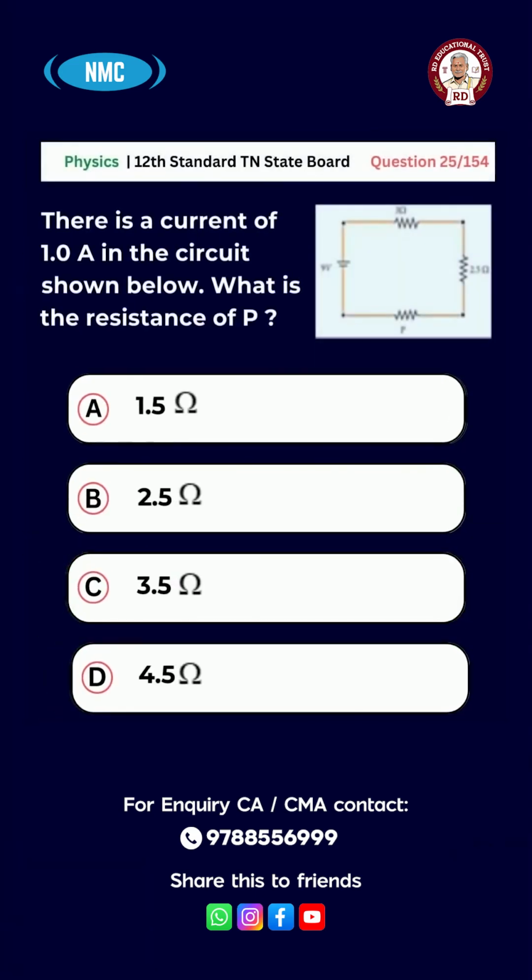Question number 25. There is a current of 1.0 A in the circuit shown below. What is the resistance of P? Option A 1.5 ohm, B 2.5 ohm, C 3.5 ohm, D 4.5 ohm. The right answer is option C 3.5 ohm.